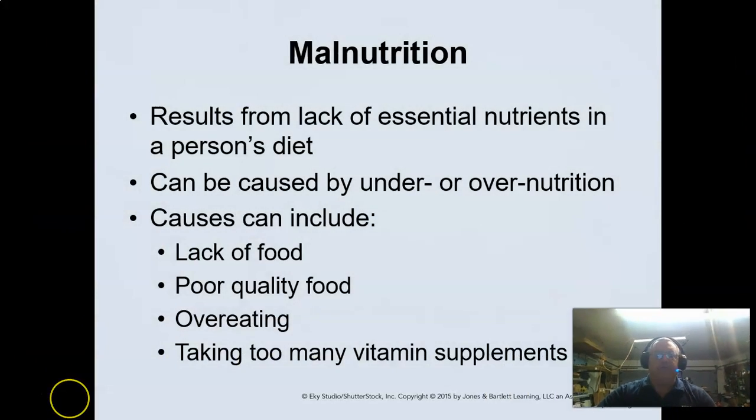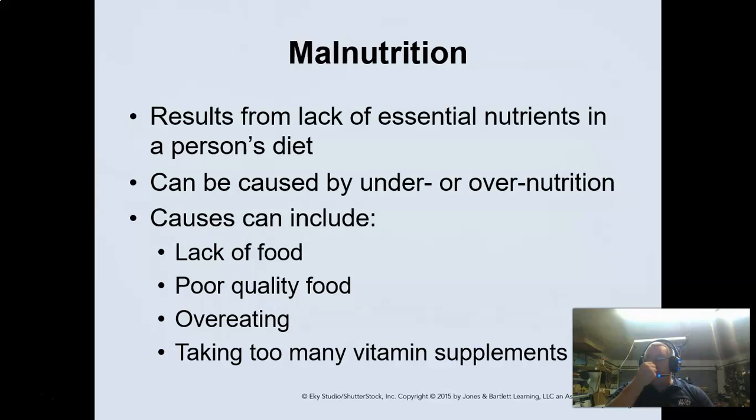We were talking about nutrition and metabolism, and we're deep in the middle of that. We're going to break out to part 2 here, and we're going to talk about when that kind of goes off the rails. Let's talk about malnutrition. Malnutrition is when you have a lack of essential nutrients in your diet. It can be caused by over or under nutrition, and most of the time it's usually due to a lack of food, or poor quality food.